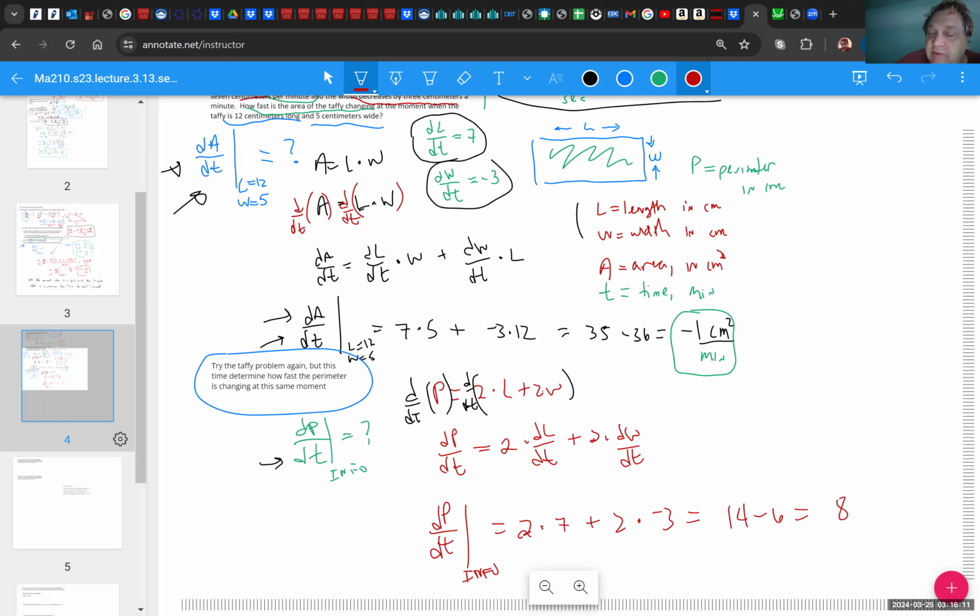We write down the correct units. P, perimeter, is measured in centimeters. T, time, measured in minutes. So at this moment, when the area is getting smaller, it's decreasing at the rate of 1 square centimeter per minute. The perimeter is actually increasing at the rate of 8 centimeters per minute. All right, there's a little bonus problem.